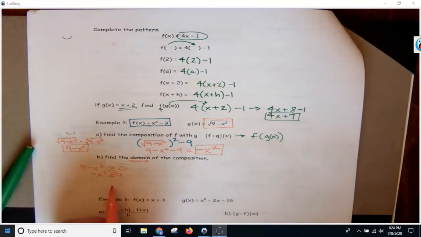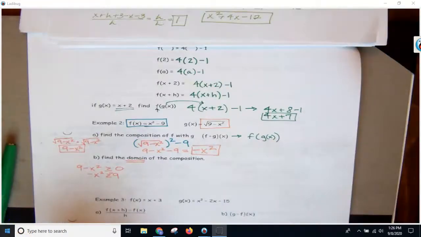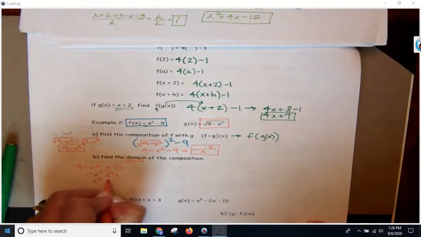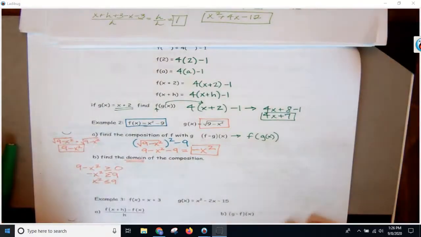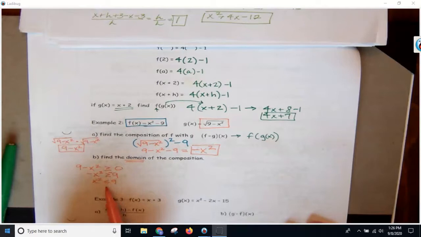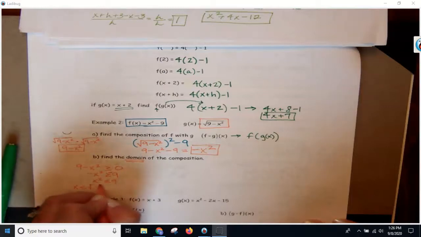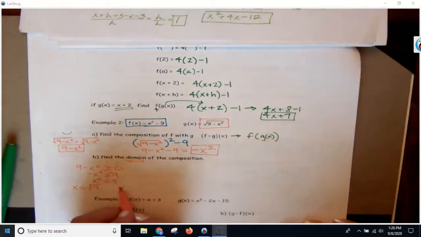and here's where it gets a little tricky. So I'm going to divide both sides by a negative. So I'm going to flip my sign because I'm dividing by a negative. So I have to flip my inequality sign. But now at this point, since I have a square, I have to create two equations. So when I take the square root of both sides, I have to create two different equations. x is less than or equal to the square root of 9. But then you also have to create x is greater than or equal to the negative square root of 9.